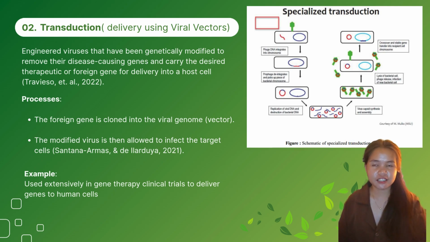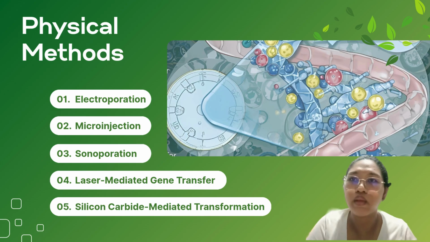The second method is transduction, or the delivery using viral vectors. This method uses modified viruses, which means that the disease-causing genes are removed, and scientists insert the desired genes into the virus genome, turning it into a gene delivery vehicle or a vector. When this modified virus infects the target cells, it inserts the new genes into the host cell's DNA. This is often used in gene therapy to correct defective genes in human cells.